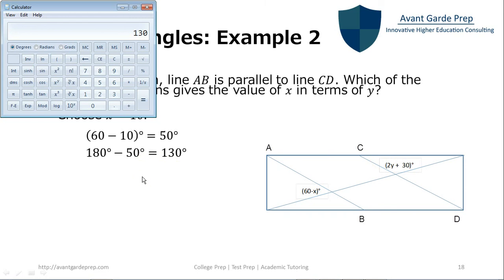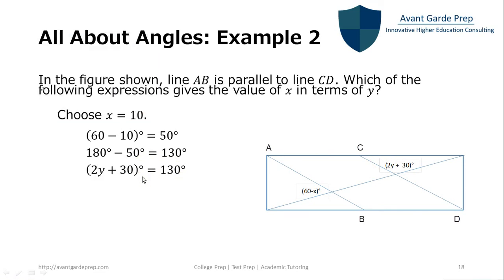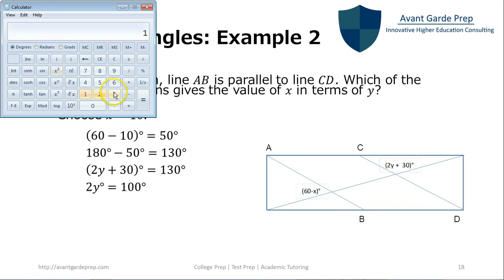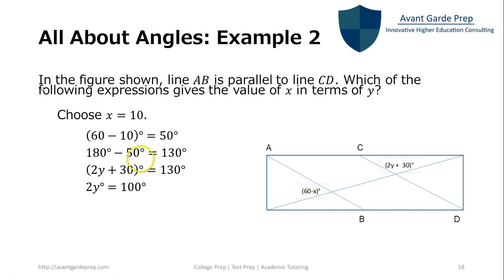So now let's just solve for y, and we can then find the value of y. So here we have 2y plus 30 equals 130. So now we'll subtract 30 from 130, and so that'll give us 130 minus 30, and that's going to equal 100 degrees. Now we divide this in half, and that's going to give us y equal to 50 degrees. So now we can actually go and plug these values into our answer choices and find what value actually gives us the answer of 10.